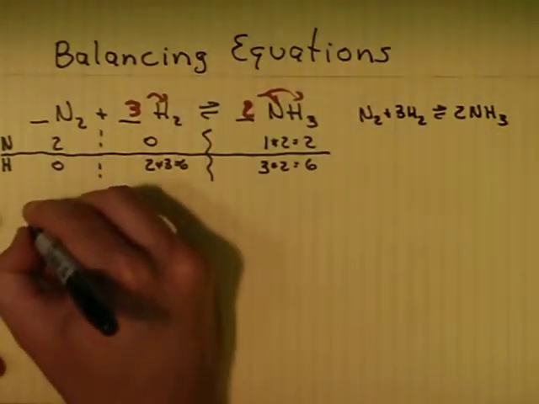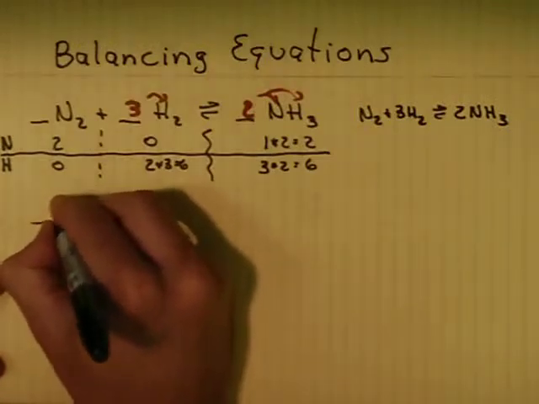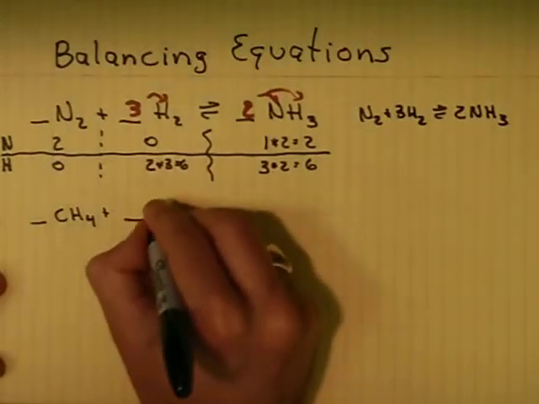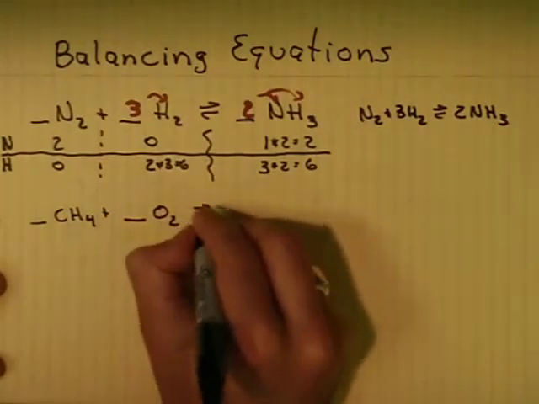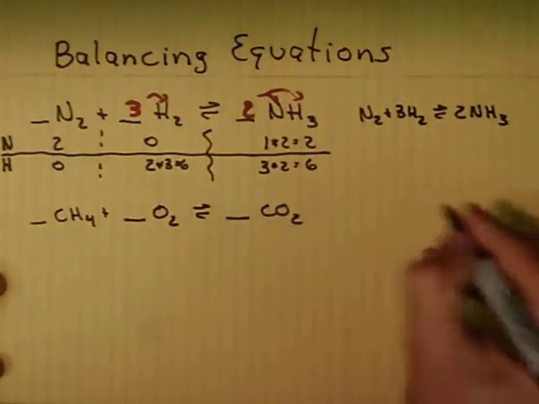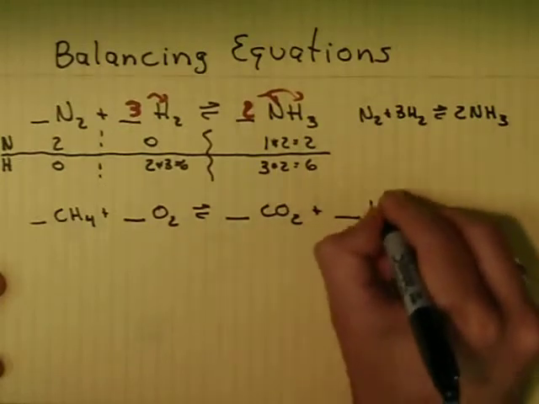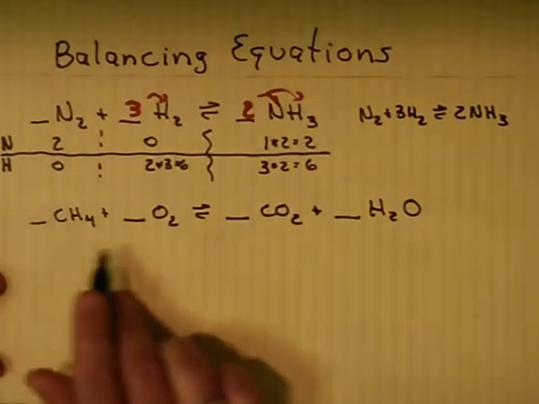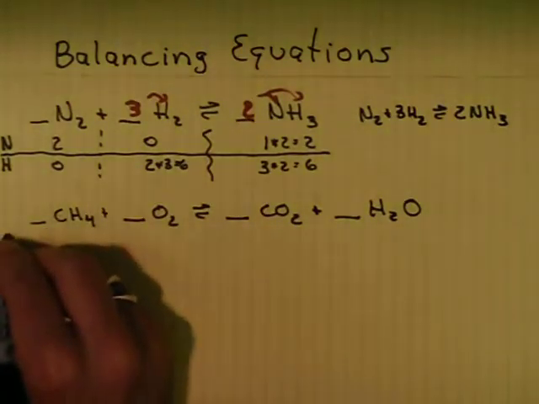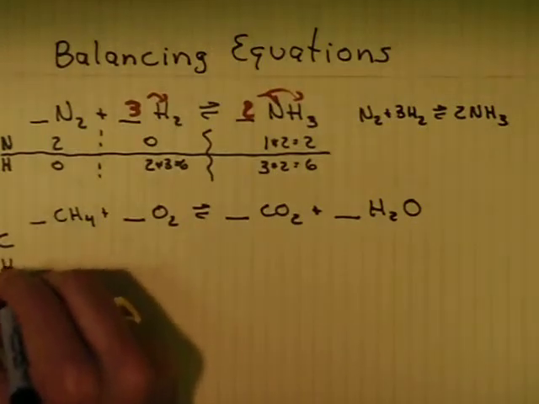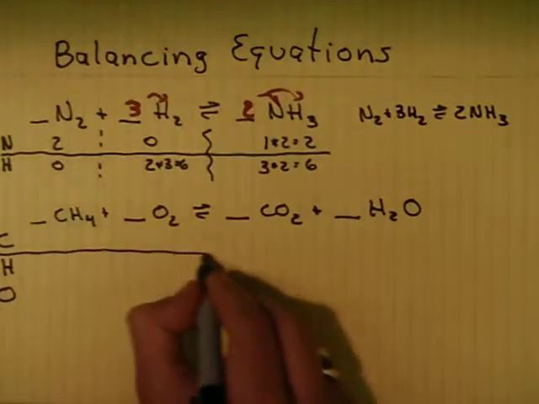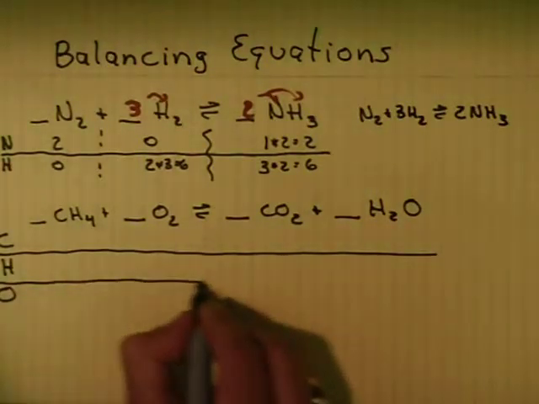So methane, CH4, combustion means we're using oxygen. And if it's combustion, that means we make carbon dioxide and water. So combustion of methane. So what do we have here? We've got C's, we've got H's, and we've got O's. And that's it. So we can make our table here to work through.